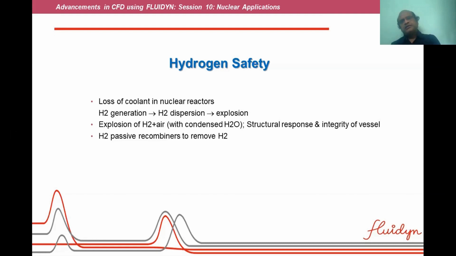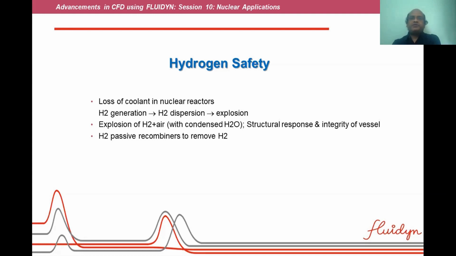Next, we will see some case studies on hydrogen safety. It is a major issue. We will see why it is a major issue in nuclear power plants. As we have seen in the beginning, the loss of coolant accident in nuclear reactors leads to hydrogen generation and its release into the containment, and its dispersion and possible explosion.